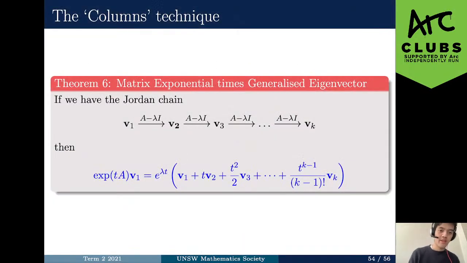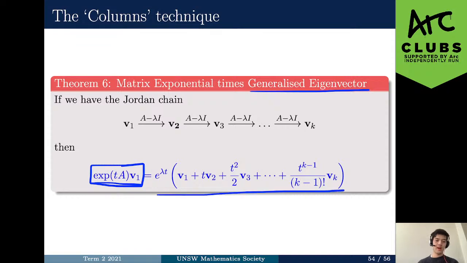But more importantly is this column technique. Often we don't want to actually calculate the entire exponential matrix because it's very big and not necessarily useful. Often we might want to calculate just something like this: the matrix exponential multiplied by some generalized eigenvector. It turns out that if V here is a generalized eigenvector, then the formula for multiplying it on the left by the matrix exponential is given by this formula here.